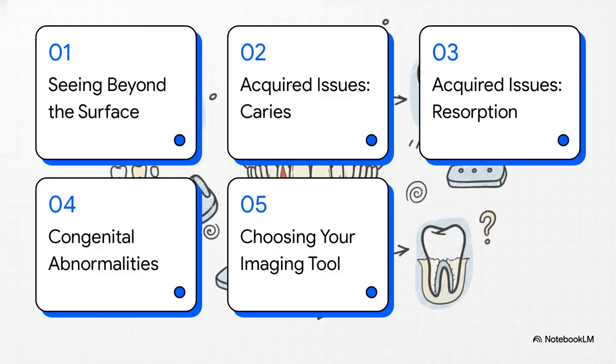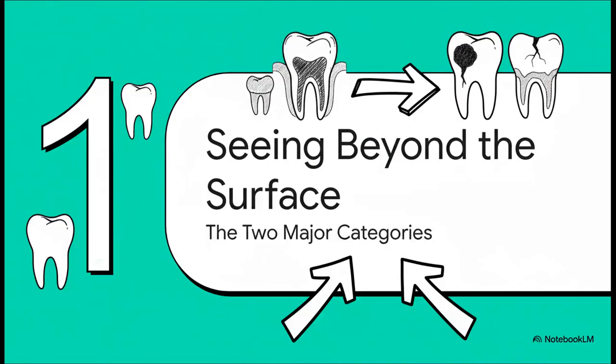All right, so here's our game plan. First, we'll lay the groundwork by talking about the two main categories of abnormalities. Then, we'll jump into the acquired problems you'll see all the time, caries and resorption. After that, we'll do a quick run-through of some key congenital issues. And finally, we'll wrap it all up by talking about how to pick the right imaging tool for the right situation.